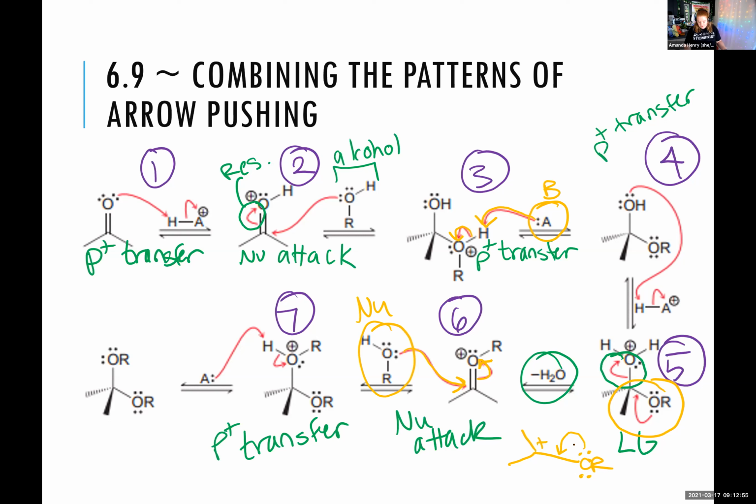So when we add in that second arrow, what happens is that we create that double bond. So instead of having a positively charged carbon, which is not stable, we create that double bond between the oxygen and the carbon.